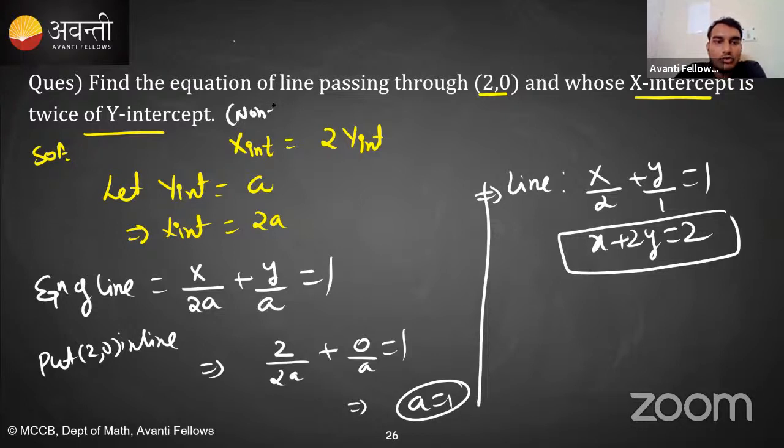यहाँ पे ऐड कर लेना नॉन जीरो इंटरसेप्ट. ओके, नॉन जीरो इंटरसेप्ट. Is this clear? This question was easy, right? Question was saying that x intercept is twice of y intercept, right? X intercept is twice of y intercept.